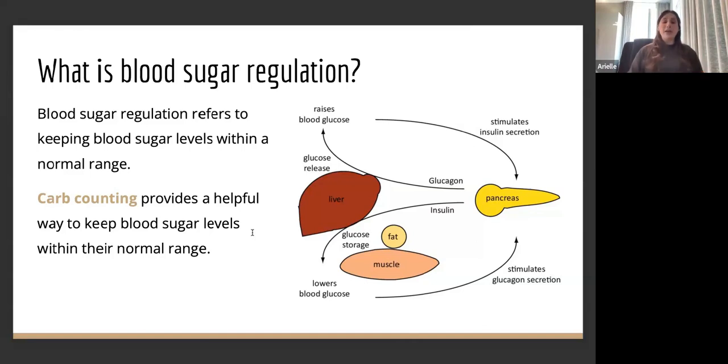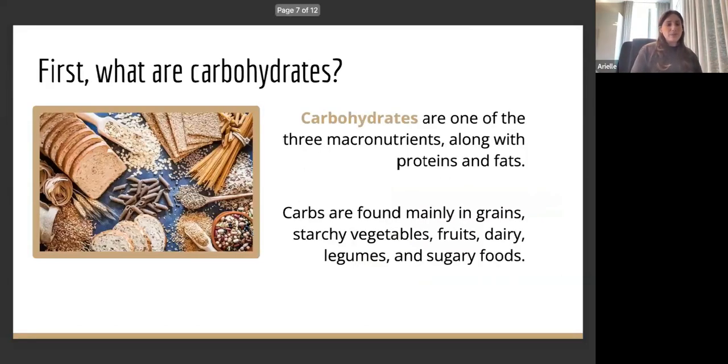So it is important that we're eating regularly throughout the day, whether it be 3 relatively nice sized meals and 2 or 3 snacks, or we want to have 6 smaller meals, which are essentially 6 snacks, a little bit bigger than snacks, I should say. So what are carbohydrates? We say they are one of the 3 macronutrients, right? So we have fats, carbohydrates, and protein.